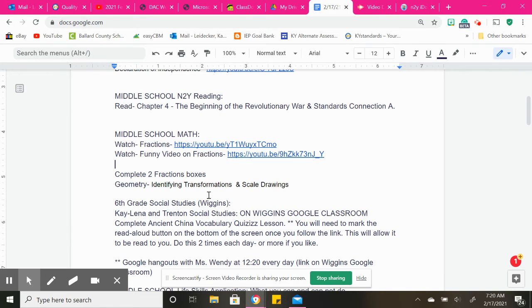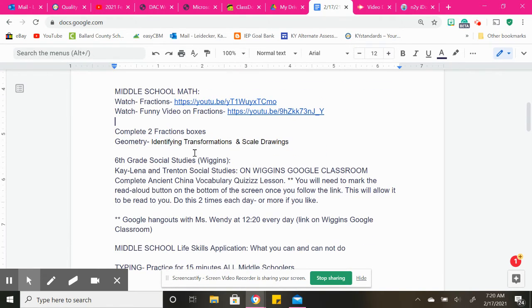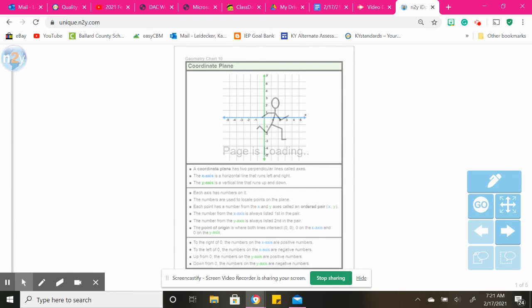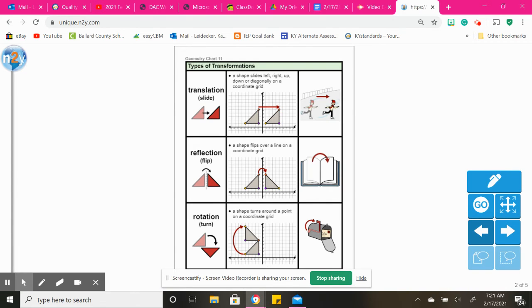Okay, so your next 2 boxes then are identifying transformations and scale drawings. So in your next box, we have a coordinate plane. Remember, guys, the X is this way, side to side, and Y is up and down. And we always start with X first, X comma Y.